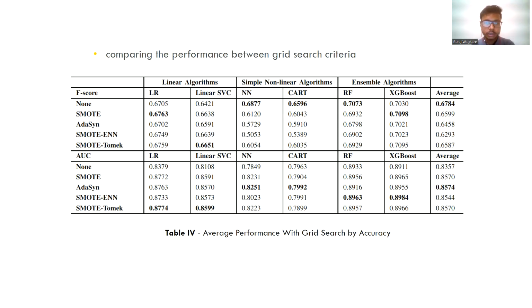The simple nonlinear algorithms, that is nearest neighbor and CART, are more sensitive to the grid search criteria. The more complex ensemble and imbalance algorithms are less sensitive and achieve high AUC and F-score for all three grid search criteria. So this was all about the comparison of different balancing methodologies.